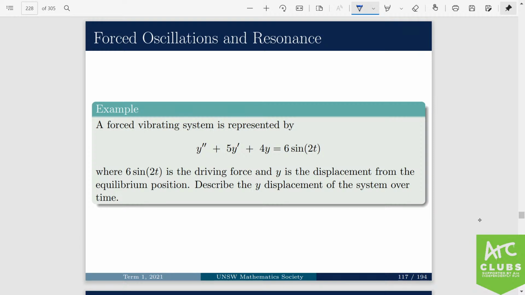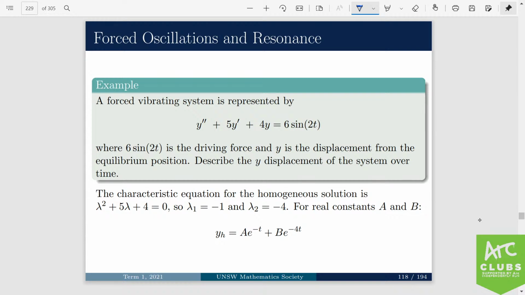So we've put a 5 instead of that c, and we put a forcing function on the right-hand side here, or it's called driving force in the question. It says, describe the y displacement of the system over time. Great, so we start off like we just did before. We find the characteristic equation, which this time gives us lambda 1 equals -1 and lambda 2 equals -4. In these sorts of instances, you're going to see negatives because we're looking at exponentials that decay over time. So it's pretty common to see negative signs.